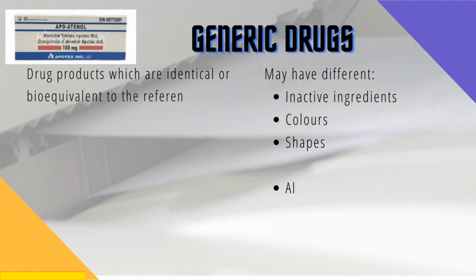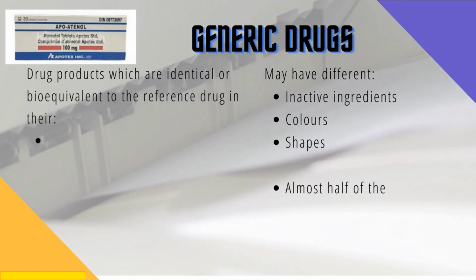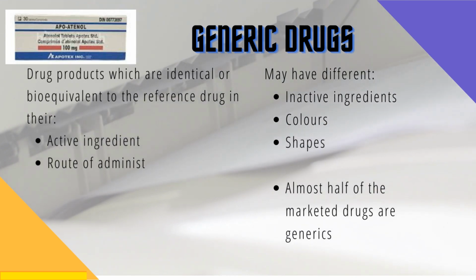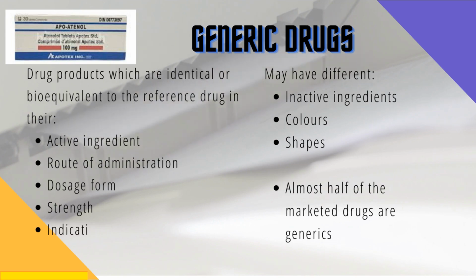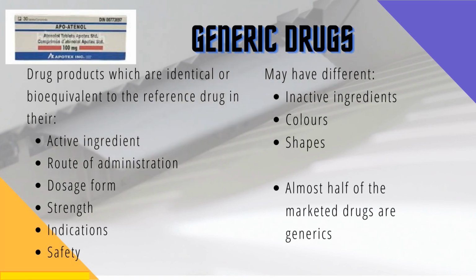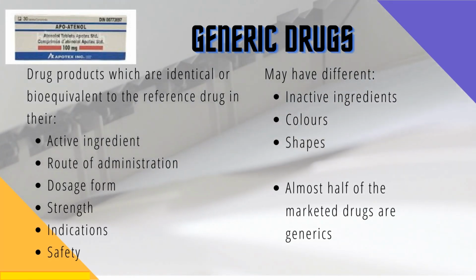Next, we'll look at the generic drugs, which are mainly manufactured by some local players like Pharmaniaga or some overseas players like Ranbaxy as well. The drug products have been shown to be bioequivalent. That's how they can be registered in the generic drug list. They have to be equivalent to the reference drug in their active ingredient, route of administration, dosage form, strength, indication, and safety profile.